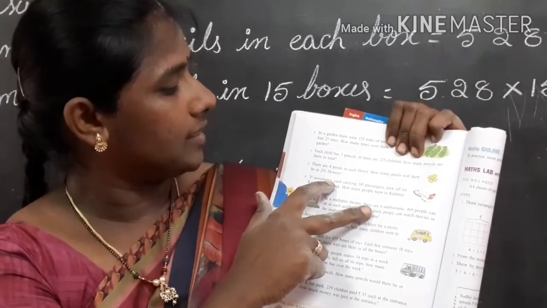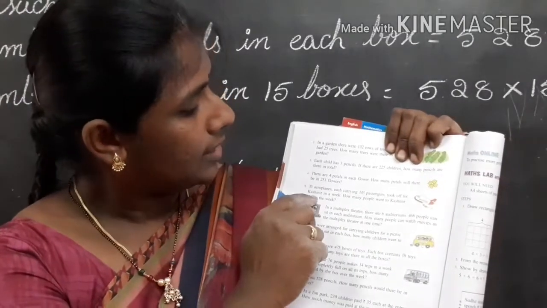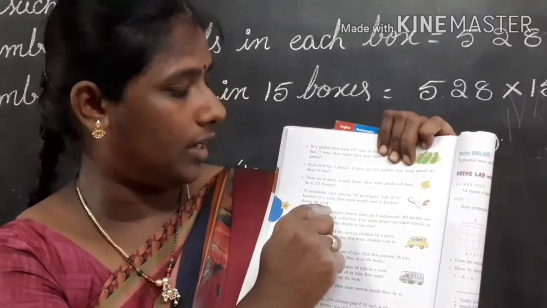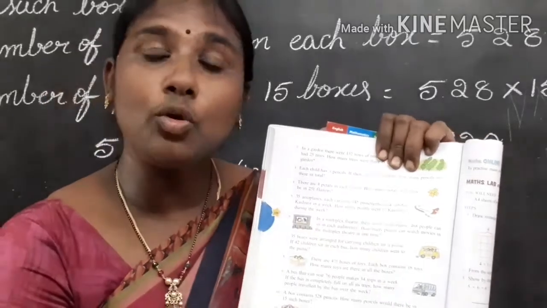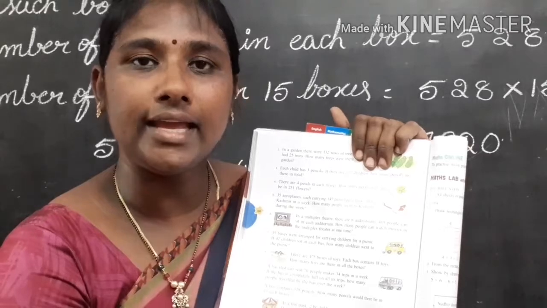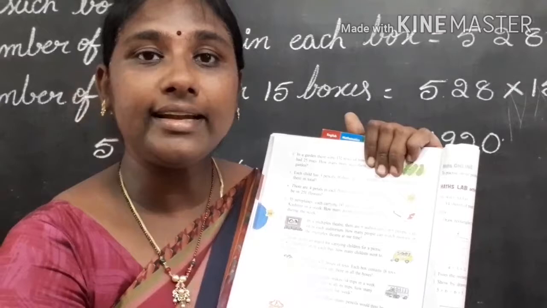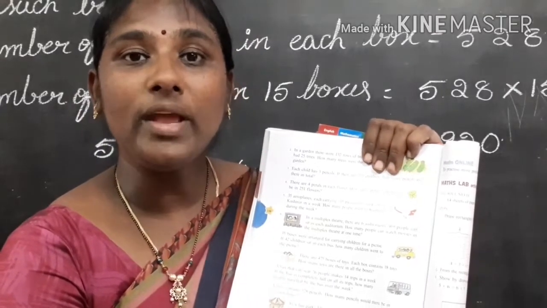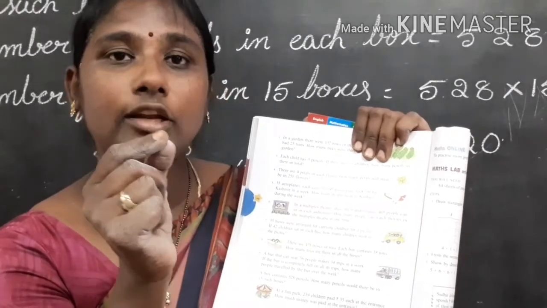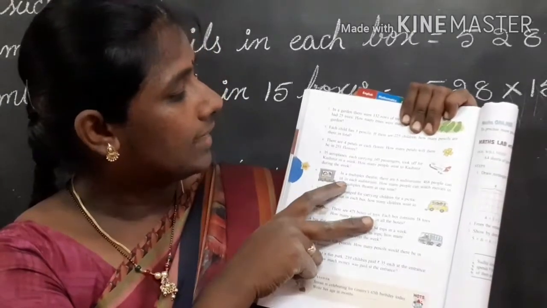35 aeroplanes, each carrying 145 passengers, took off for Kashmir in a week. How many people went to Kashmir during the week? 35 aeroplanes are there. In each aeroplane, how many passengers are taking off for Kashmir? 145 passengers. In a week, 1 aeroplane, 145. Total how many aeroplanes? 35. So 145 into 35.